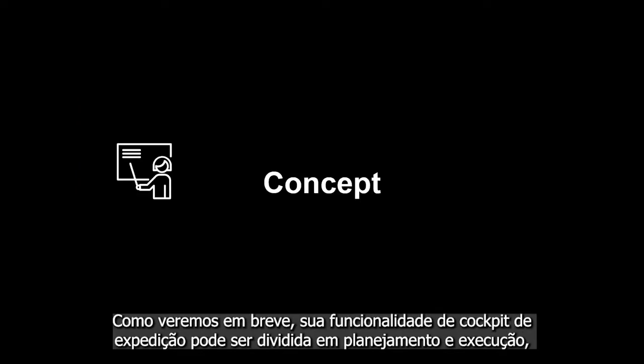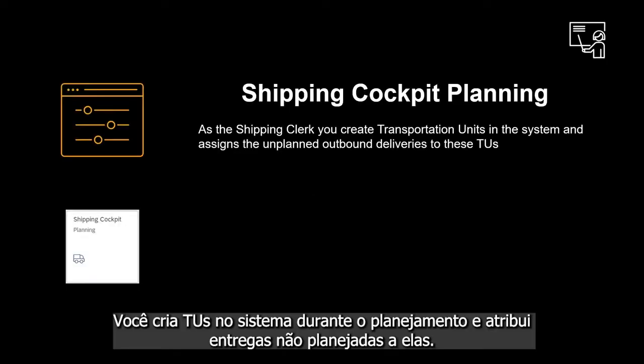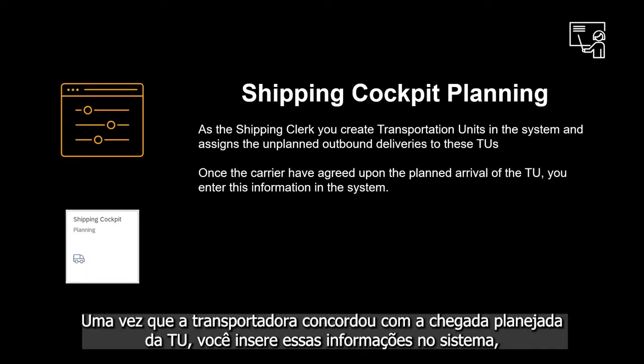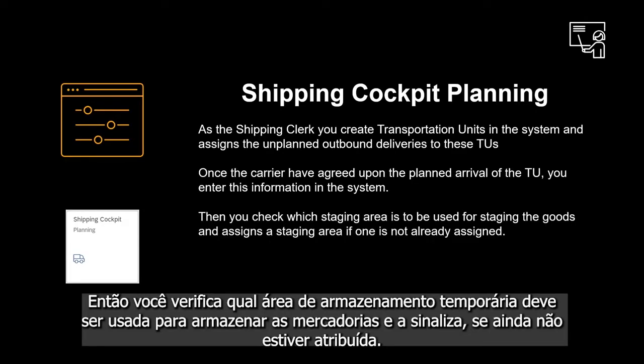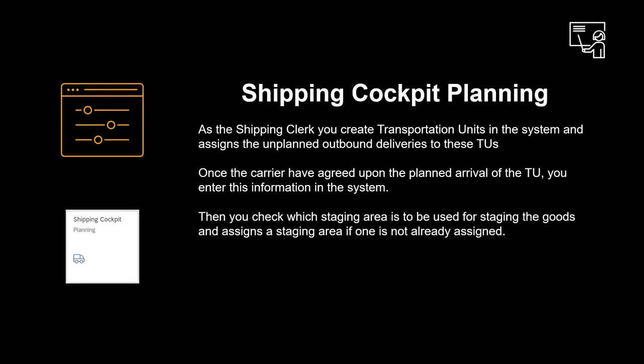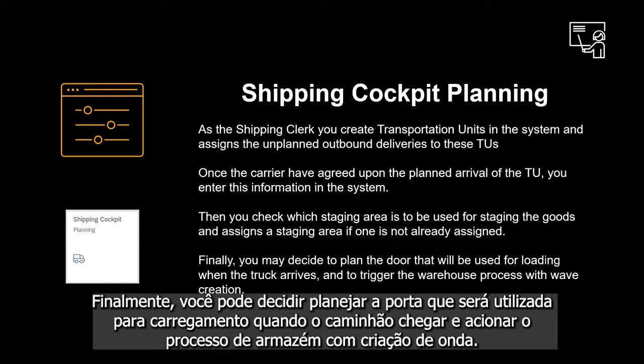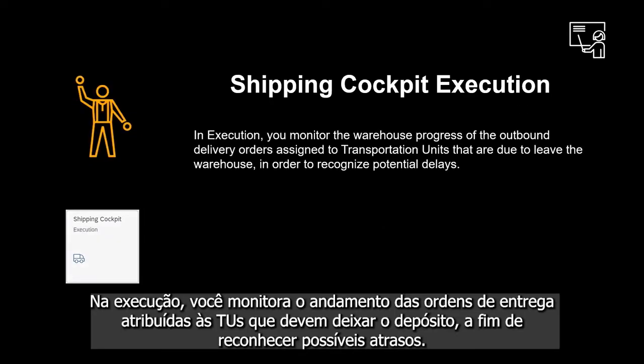As we soon will see, the Shipping Cockpit functionality can be divided into planning and execution. You create transportation units in the system during the planning and assign unplanned outbound deliveries to these. Once the carrier has agreed upon the planned arrival of the TU, you enter this information into the system. Then you check which staging area is to be used for staging the goods and assign a staging area if one is not already assigned. Finally, you may decide to plan the door used for loading when the truck arrives and trigger the warehouse process with wave creation.